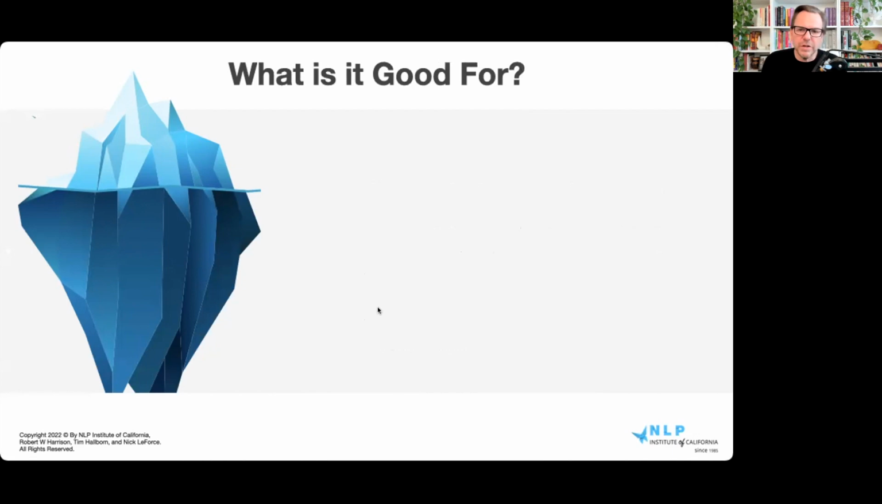Now, what is it good for? Why should you learn this stuff? Well, NLP will help you manage your internal mental and emotional state, right? So basically, you have a lot more choice in your ability to feel the way that you want. Now, this does not mean that I encourage you to never have a bad day and to never feel any kind of pain or discomfort. Sometimes it's incredibly useful and healing to allow yourself to feel the pain or the reality of a situation. So this is not about avoiding having a bad day.